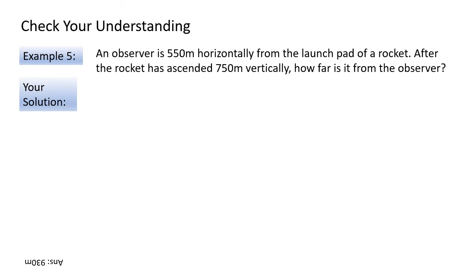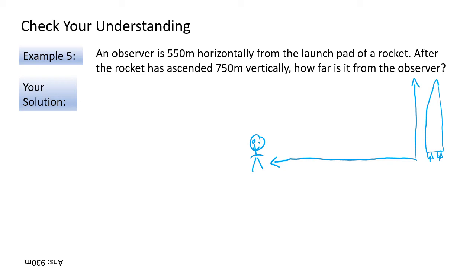So let's look at a little more practical of an example. An observer is 550 meters horizontally from the launch pad of a rocket. After the rocket has ascended 750 meters vertically, how far is it from the observer? I'm not the greatest at drawing, but we'll draw a rocket, and it's ascending upwards, and you're sitting somewhere over here. That's a bad person that I just drew, but nonetheless, you know that you are 550 meters away, and the rocket has ascended 750 meters. So what you're trying to figure out is how far away are you?